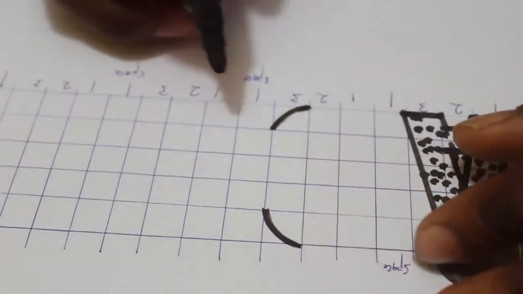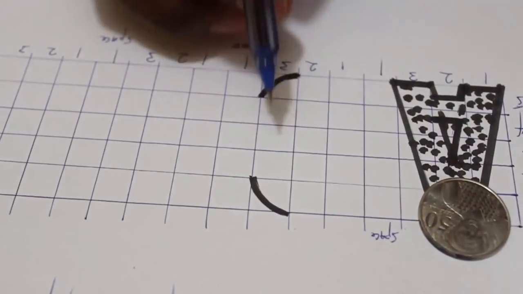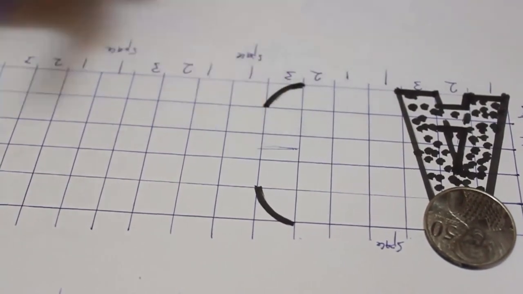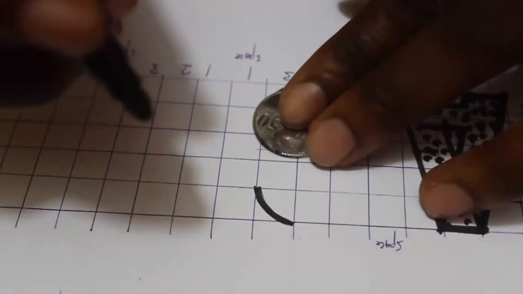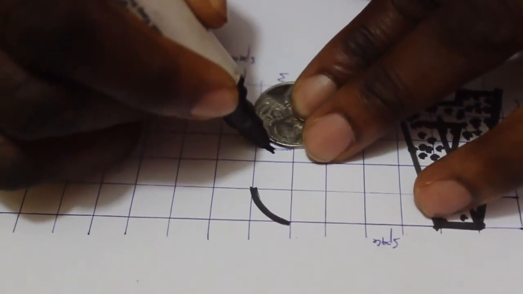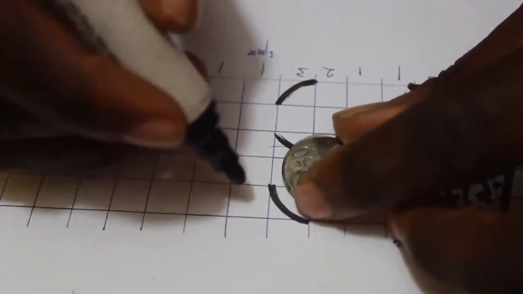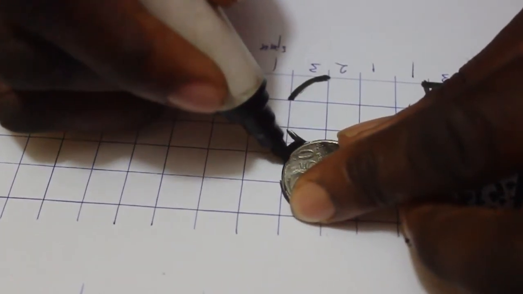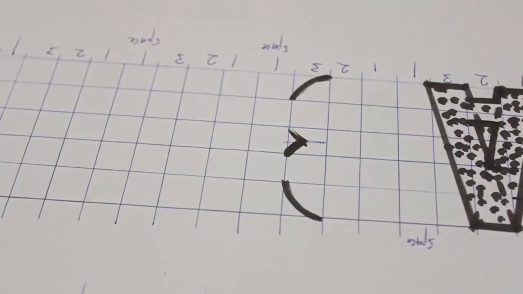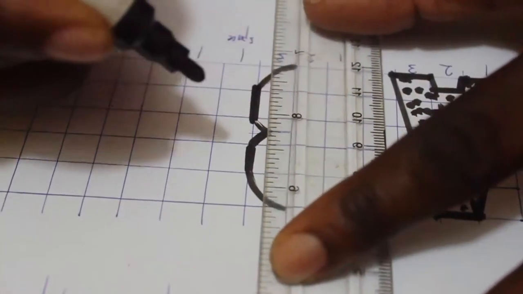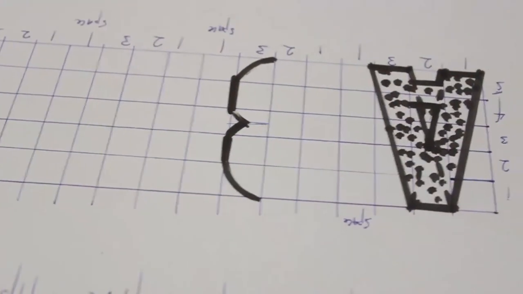And then you divide this one. Let me use the pen. You divide the square into two with a faint line. You push the coin to touch the line and then the end of that square, and you do the same to the upper part of the same line. So at this juncture, I will join the arcs together with a straight line.